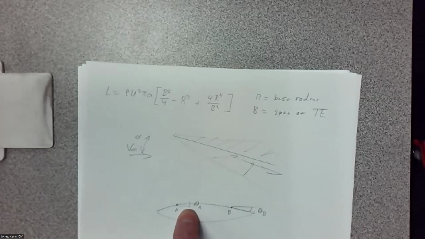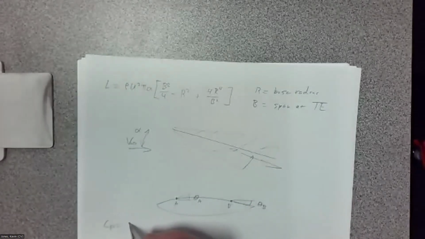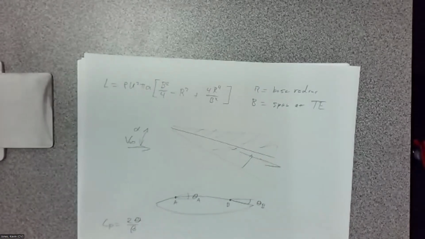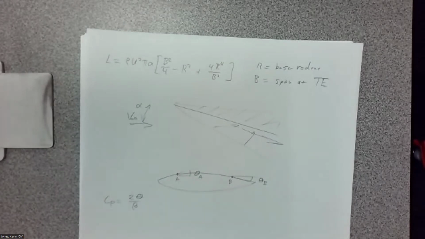And so here you get compression, and here you get expansion, and we have that CP equals 2 theta over theta. I think it's all right. Yeah, so anyway, you had to treat both sides. You didn't have to know what was happening upstream. You just had to know what its local angle was. It all worked out fine.